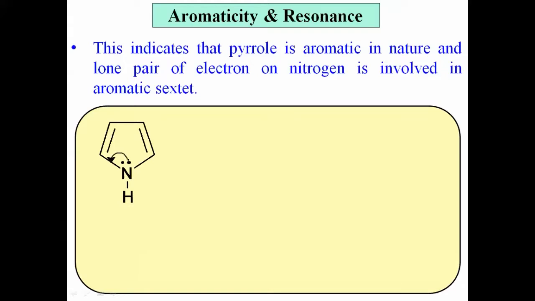Now what happens in the first step? Yes, this electron pair forms a pi bond between these two atoms. Therefore, the next pi bond undergoes breaking, and that electron pair goes on the next atom. And we get the first resonating structure. Now here there is a pi bond.